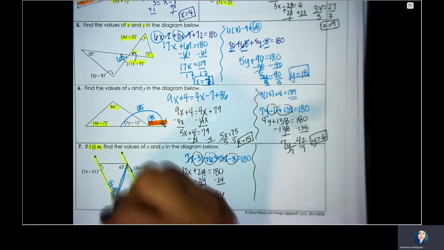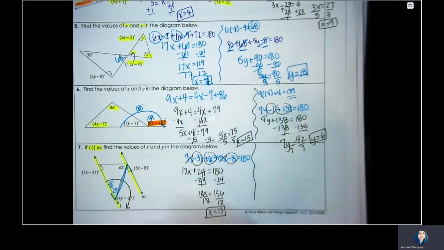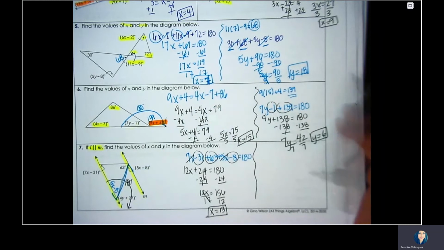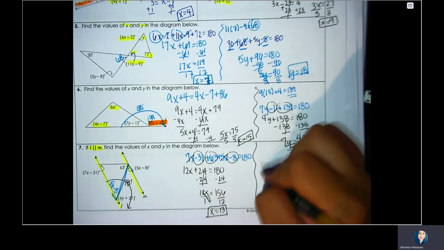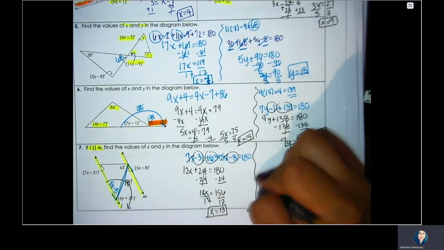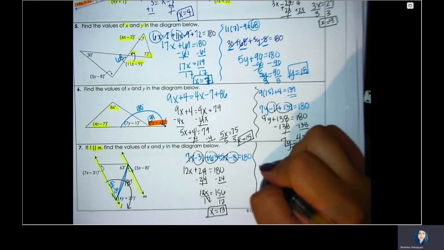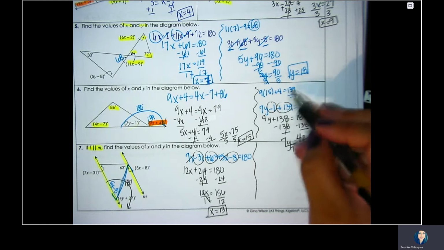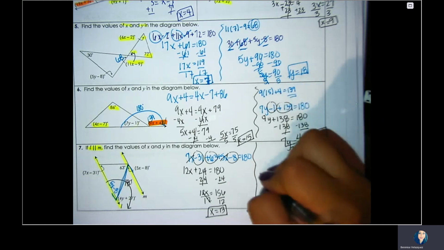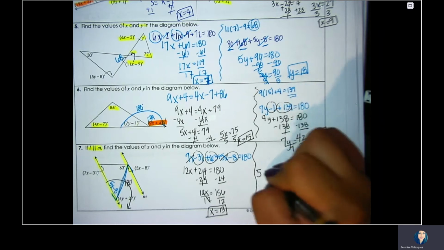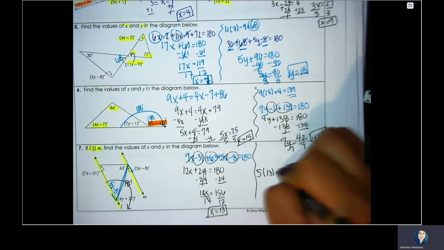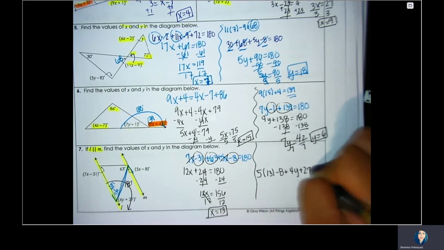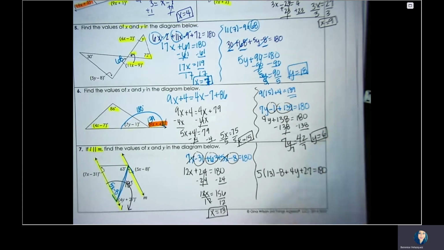Now to get Y, there's a few ways to do it, but I always like to go to that this is a straight line and this is 180, so I'll be setting it up the way I did the other one. First thing I'm going to do is plug in X for the 5x minus 8. So I'm going to put it all in one equation, a little bit differently than I did on this one. I'm not going to plug it in separately. I'll do it all together. So I'm going to do 5 parentheses the 13 minus 8 plus 4y plus 27. Set that all equal to 180.